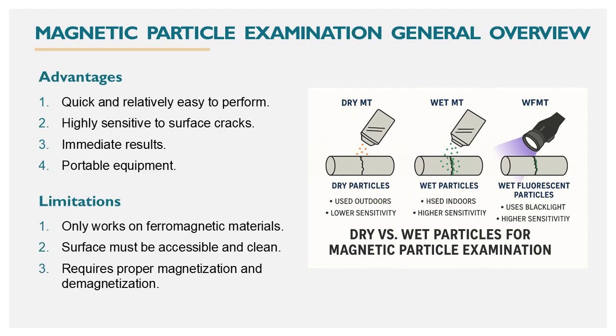In general, the advantages of magnetic particle examination: quick and relatively easy to perform the examination or testing. It is highly sensitive to surface cracks. MT gives immediate results. And MT tools are portable equipment. And in general, the limitations of magnetic particle examination: MT only works on ferromagnetic materials. The surface area to inspect must be accessible and clean. And MT requires proper magnetization and demagnetization.